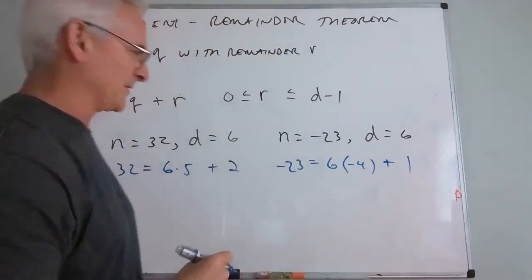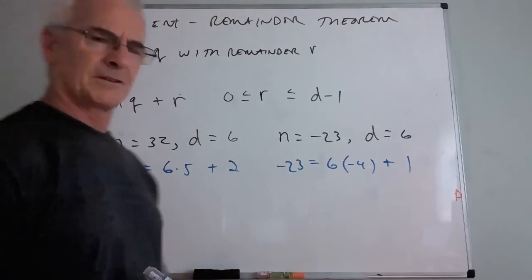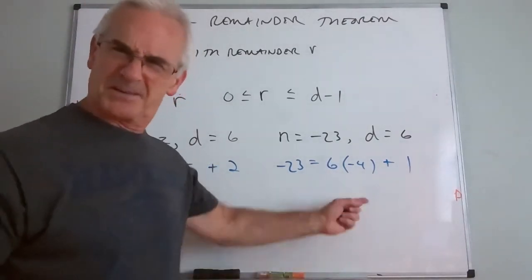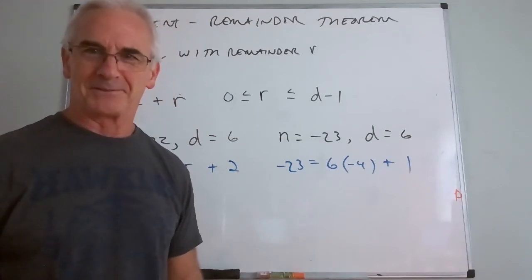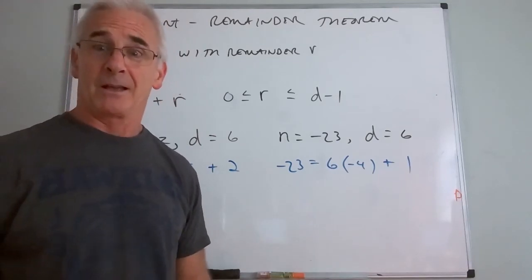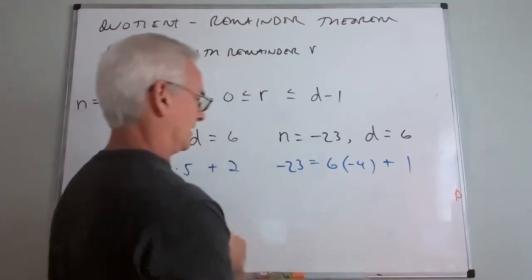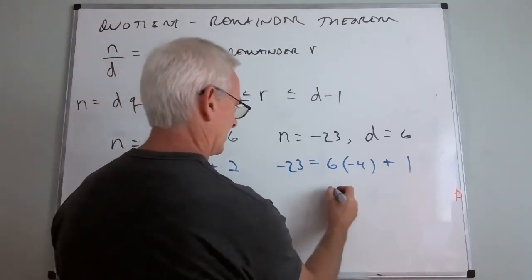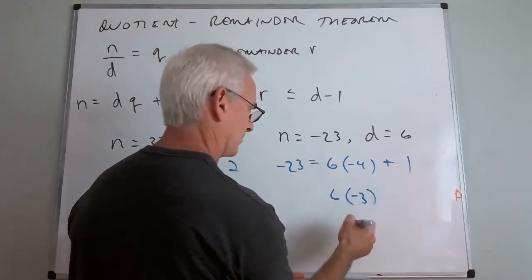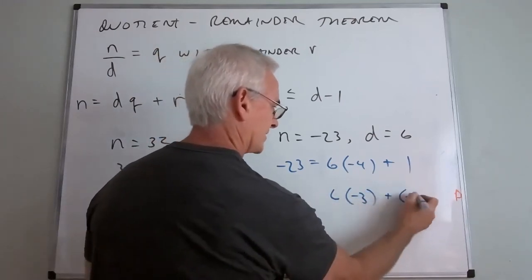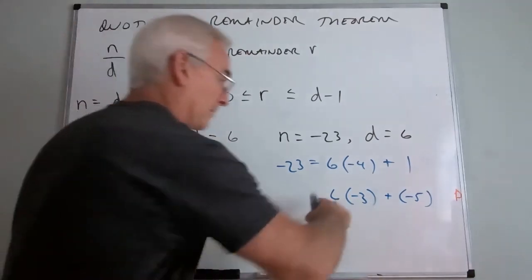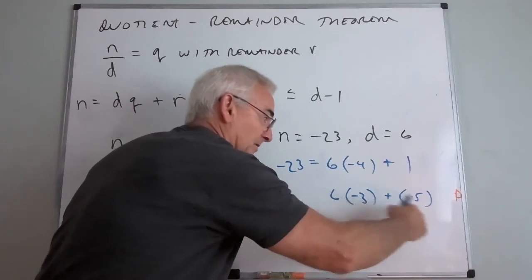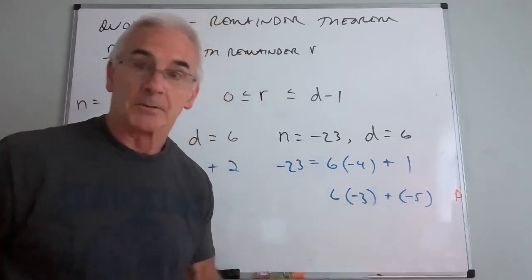Well, that seems kind of a crazy answer. Does anybody like that answer? Yes. You should, it's correct. Wait a minute, but 6 goes into negative 23, shouldn't that only be 3 times? But then I would have plus -5. By the way, algebraically, is negative 23 equal to 6 times -3 plus -5? Is that true algebraically?